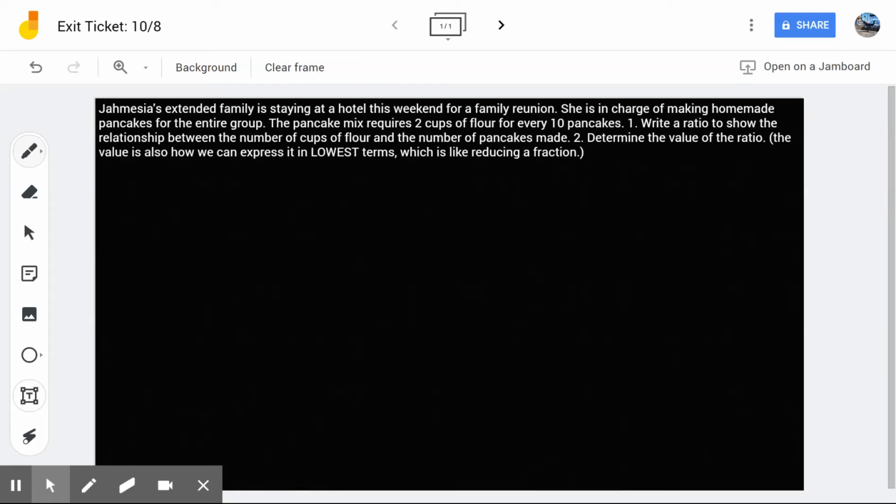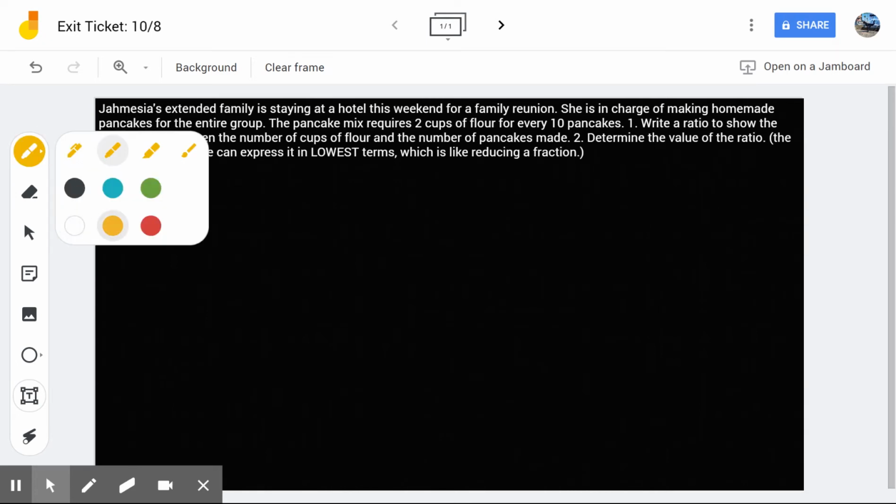Jamisha's extended family is staying at a hotel this weekend for a family reunion. She is in charge of making homemade pancakes for the entire group. The pancake mix requires 2 cups of flour for every 10 pancakes. Write a ratio to show the relationship between the number of cups of flour and the number of pancakes made, and determine the value of the ratio.